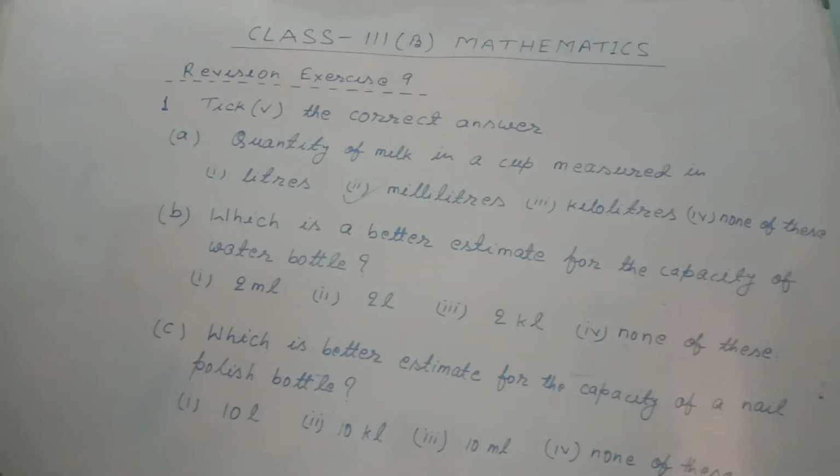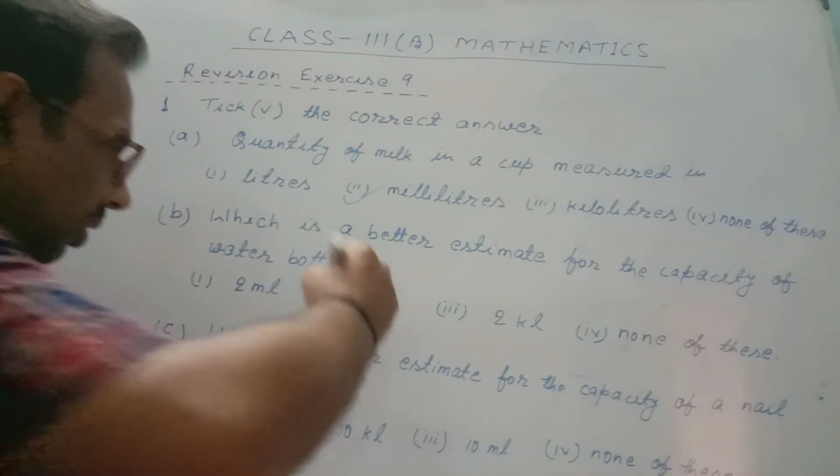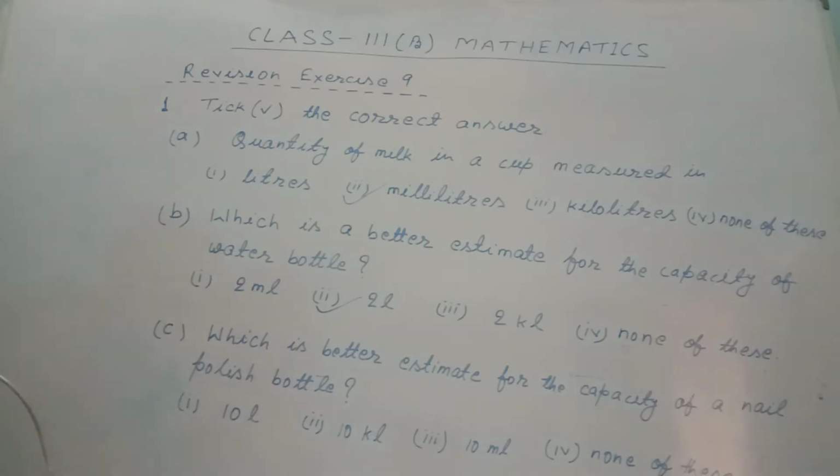Then in question number B, which is a better estimate for the capacity of water bottle? Water bottle contains water in liter. Here options are 2 milliliter, 2 liter, 2 kiloliter, none of these. As I told you, the capacity of water in a water bottle is measured in liter. So in option number 2 you are seeing there is 2 liter. So this may be the capacity of the water bottle.